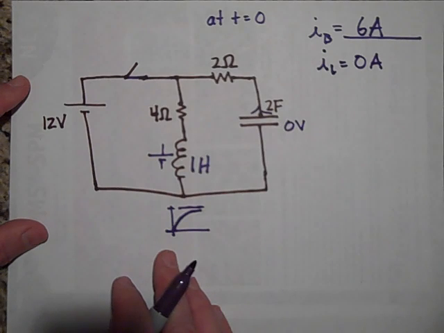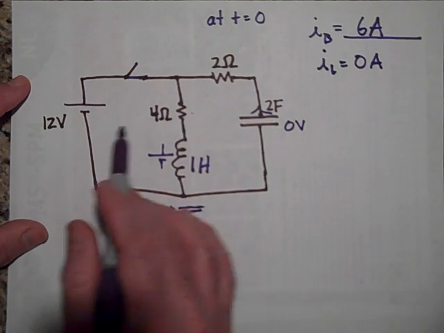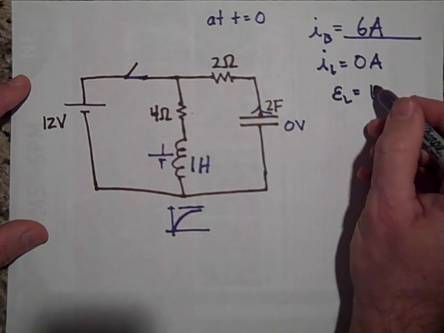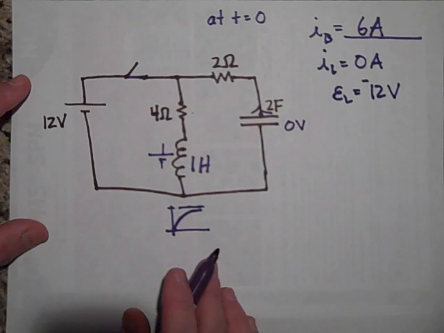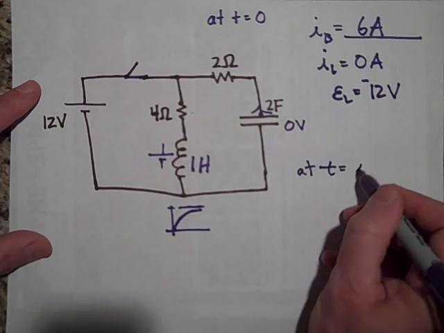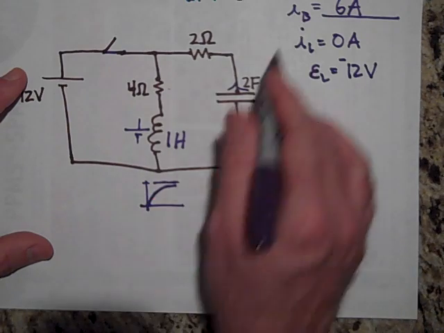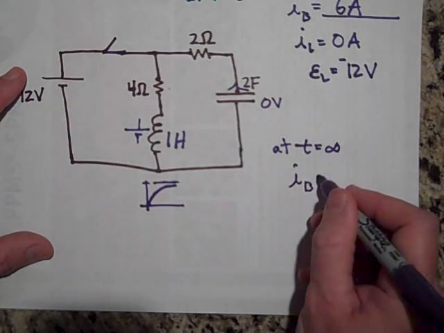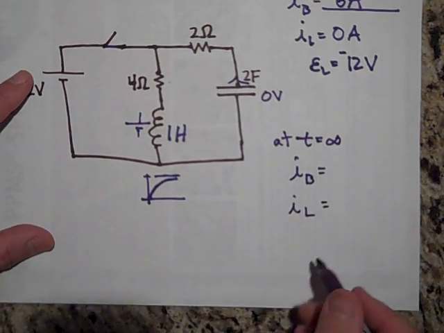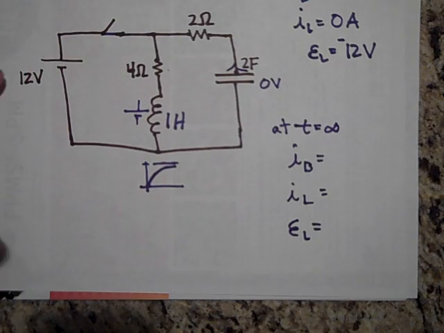Now, what will be the voltage across the inductor? Since there is no current through here, there's no voltage drop across the resistor, so the voltage across the inductor at t equals 0 will be 12 volts, or negative 12 if you want. Okay, a long time later, at t equals infinity, or several minutes later, what will be the new answers to these? What will be the I through the battery? What will be the I through the inductor? And what will be the EMF of the inductor? Go ahead and pause and see if you can get it.